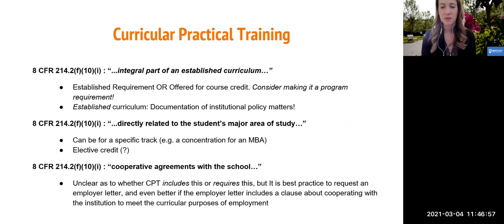Regardless, it is best practice for most schools to accept or to request an offer letter or an employer letter when students are being authorized for CPT, which in itself sets up this aspect of cooperation between the employer and the school. So before we move on, I'm just going to very briefly have each of our presenters today share at their school how CPT is authorized.